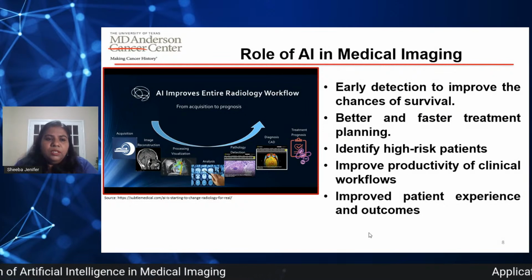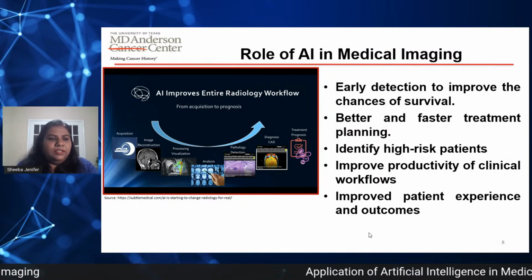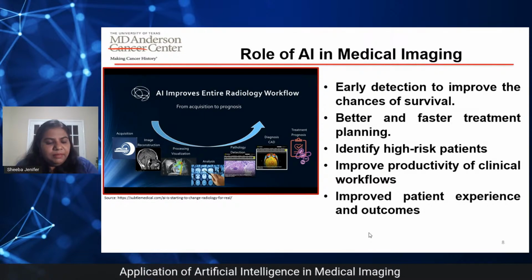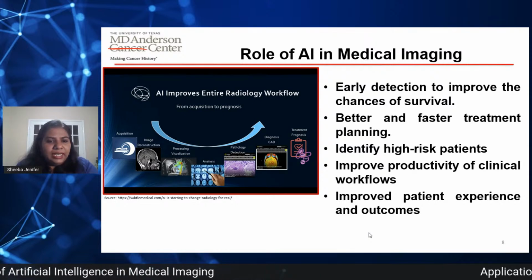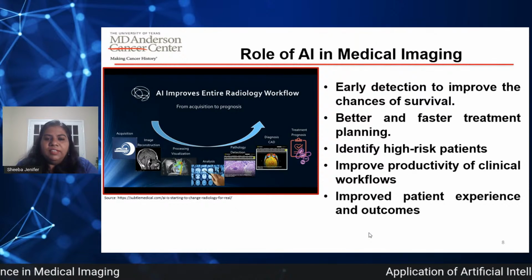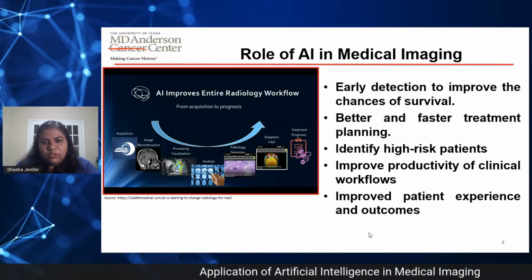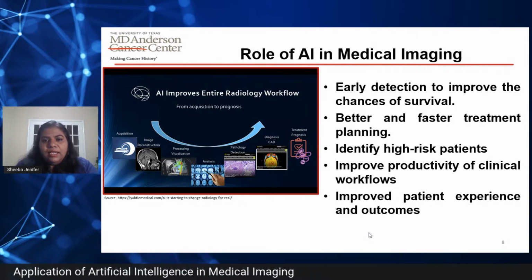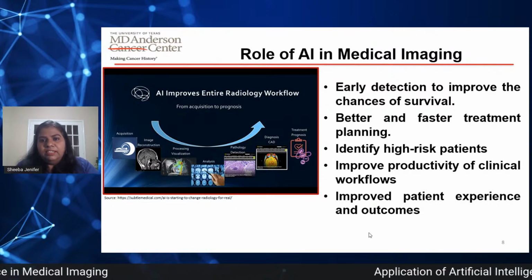So to continue, AI improves the entire radiology workflow, right, just from acquisition. So from when the image is acquired from a scanner to images being reconstructed, you can visualize the images, analyze, detect, and even for treatment prognosis, AI plays a very important role. So I have listed 5 points, and there can be many more advantages of AI in the medical field.